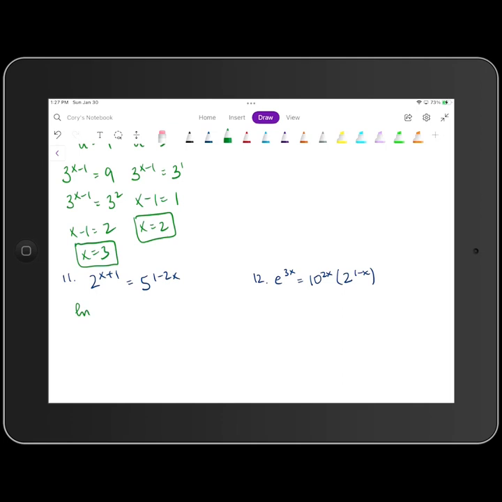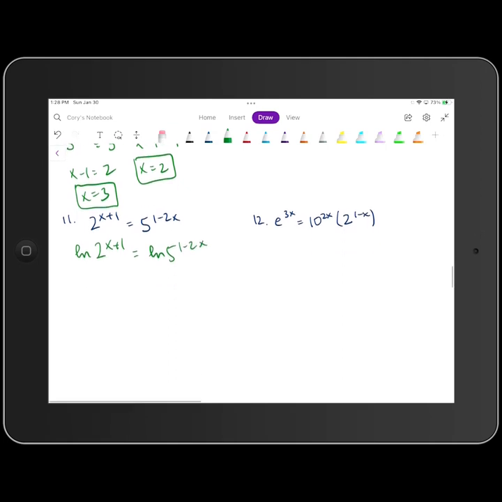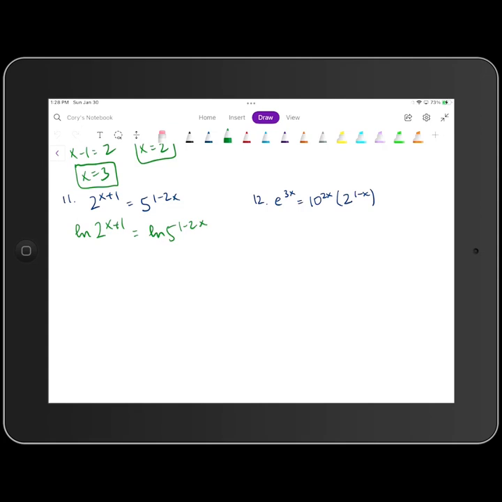So I'm going to do what I did in the previous example. I'm going to take the natural log of both sides. When I do that, I can then pull the exponents for both out front as factors. So we get x plus 1 times the natural log of 2 equal to 1 minus 2x times the natural log of 5. And then I want to solve this equation for x. So I'm going to distribute the natural log of 2 across both terms on the left, and the natural log of 5 across both terms on the right.